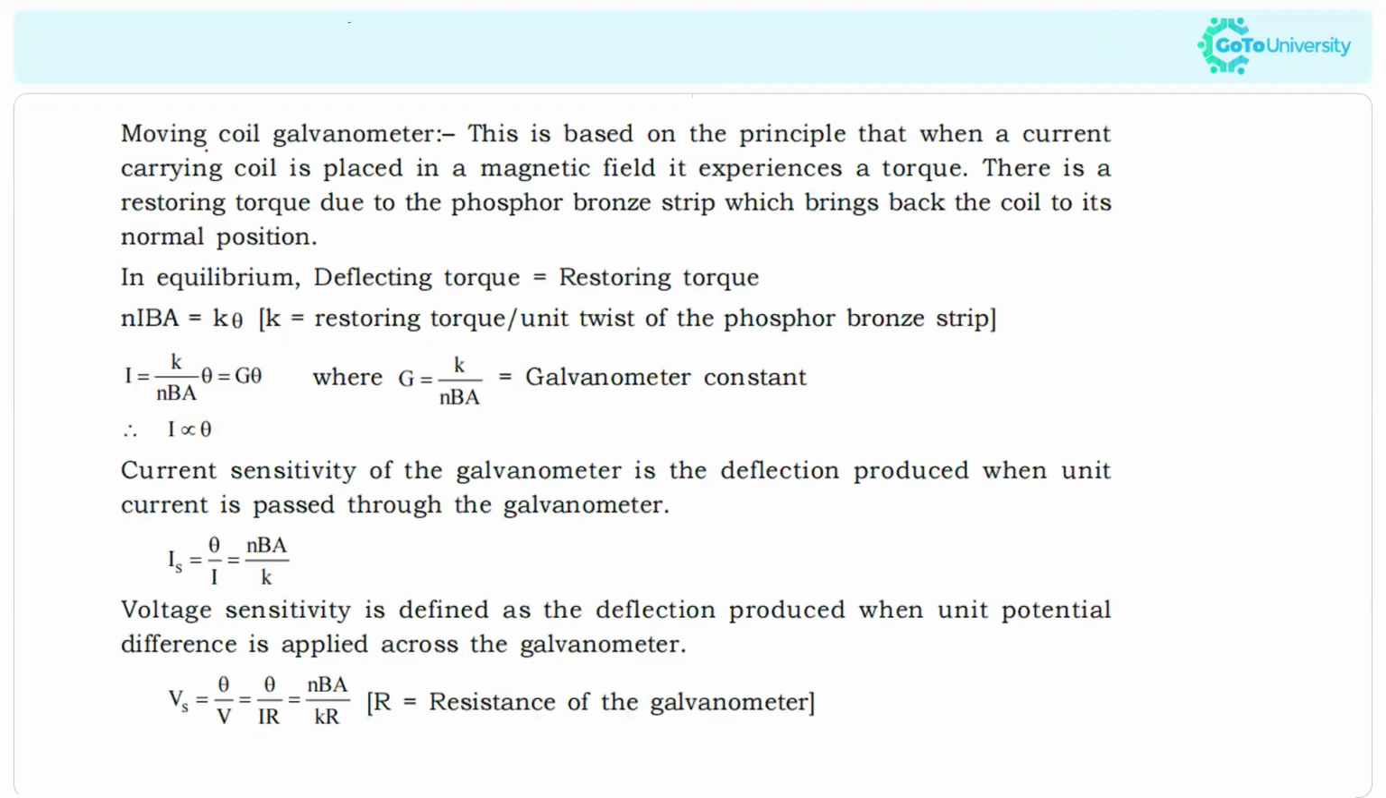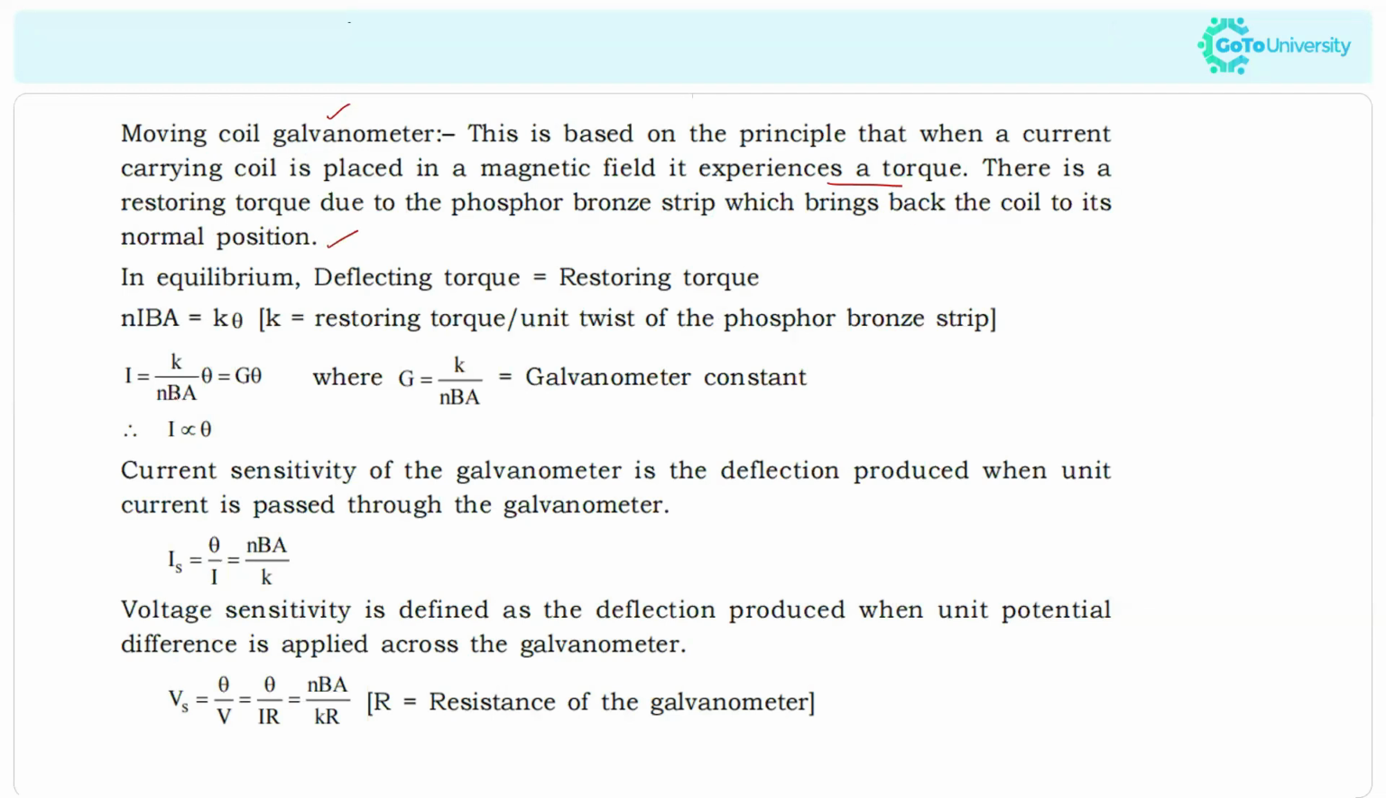Okay, next we are at the end of the topic. So here we are going to study about the moving coil galvanometer. It's known that the moving coil galvanometer works based on a principle that when a current carrying coil is placed in a magnetic field, it experiences a torque. There is a restoring torque due to the phosphor bronze strip which brings back the coil to its normal position, right?